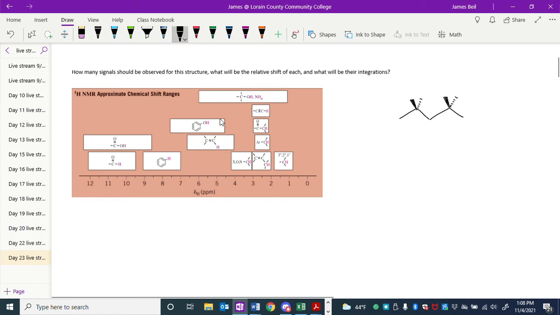Right, so let's take a look at this example. So here's one we didn't get a chance to look at on Tuesday, but we want to practice determining how many signals there will be, what the relative shift of those signals will be using the chart that's on the formula sheet, and then the integrations, which is what we're talking about right now.